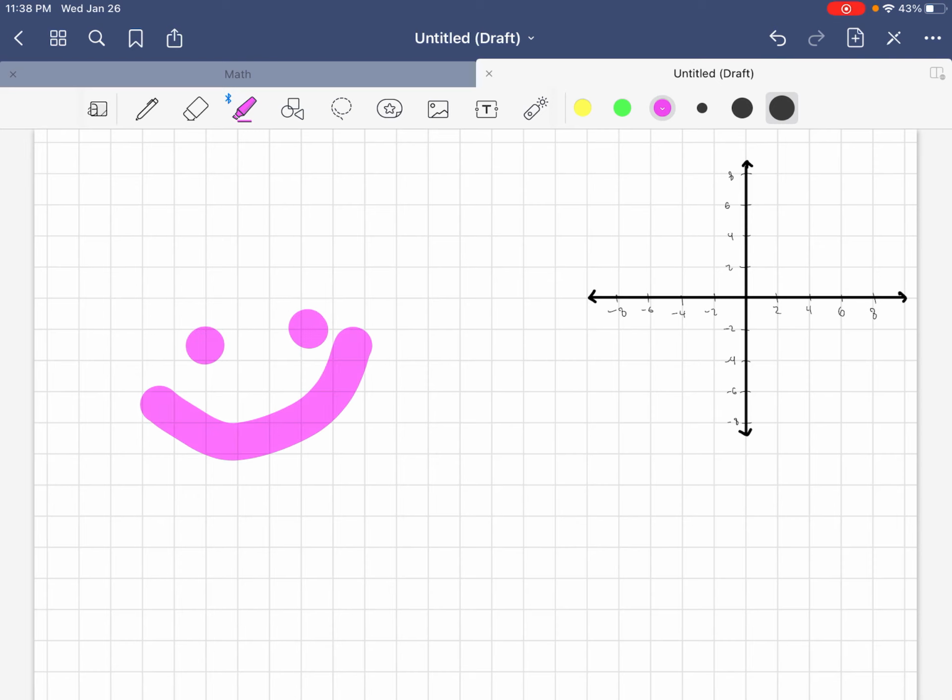Good morning, guys. So we're going to graph and solve rational inequalities. Before this, we graphed rational functions, and it's good to get an understanding of that before moving on to this, because basically once you can graph it, you just use the graph to find your solution set.